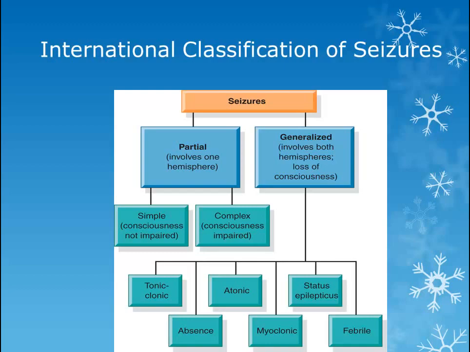Tonic-clonic, atonic, which are drop attacks, status epilepticus, continuous seizing for more than a minute, absence seizures, staring spells, myoclonic, involving one side of the body, or febrile seizure, are some types of generalized seizure manifestations.